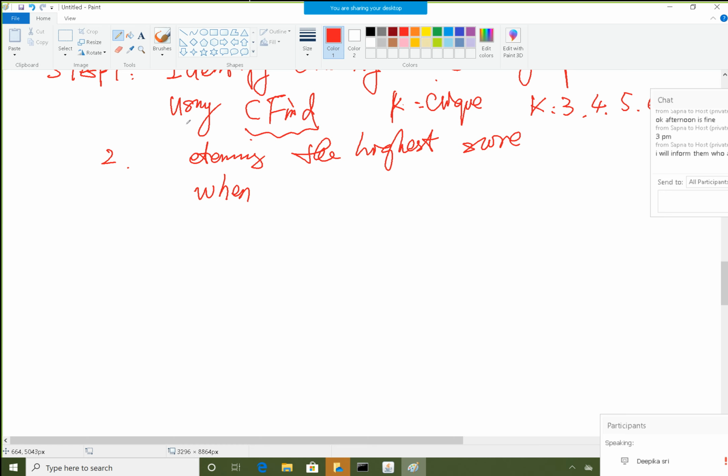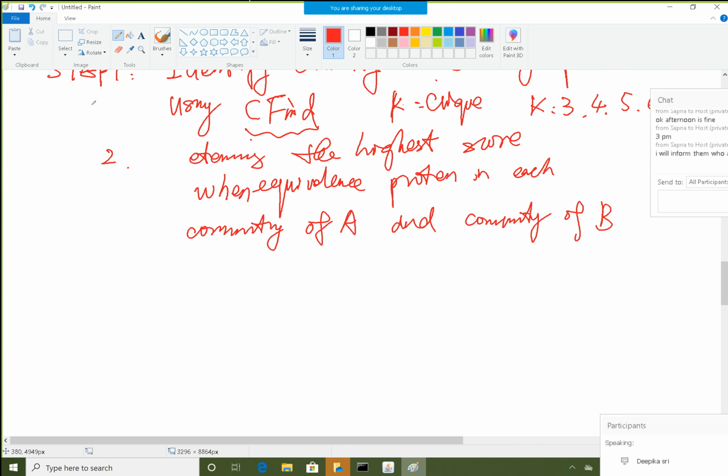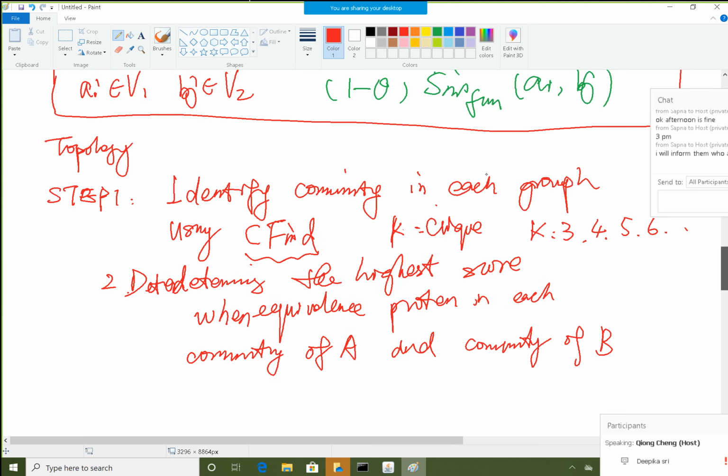When equivalence proteins in each community of A and community of B, corresponding to this part, is determined. This corresponding to this determined, right? This corresponding to map. So let's see here, right? We see this is CI, this is CJ, right?